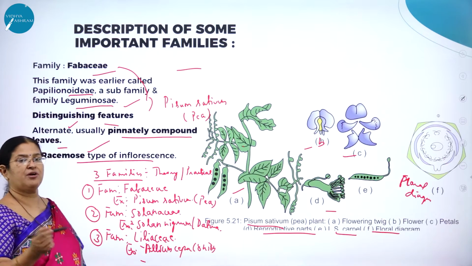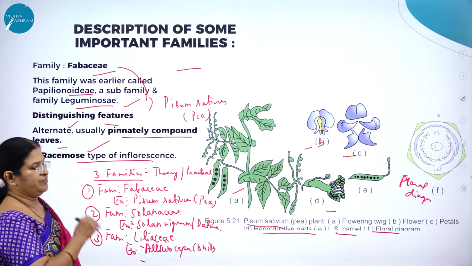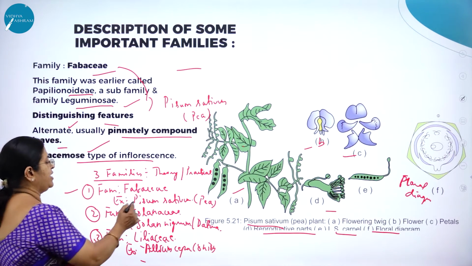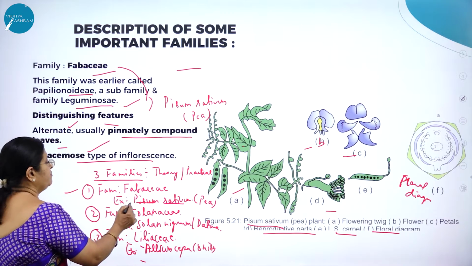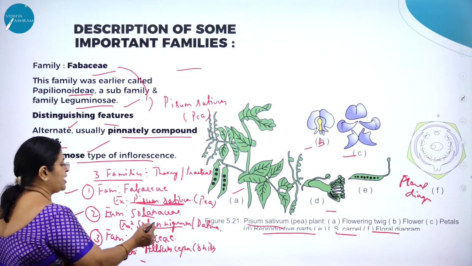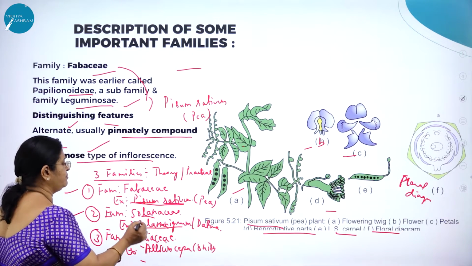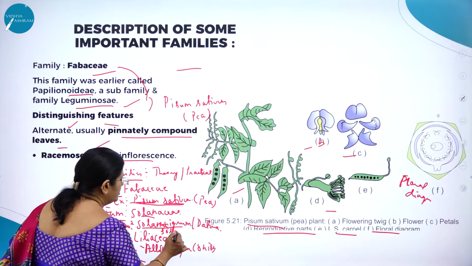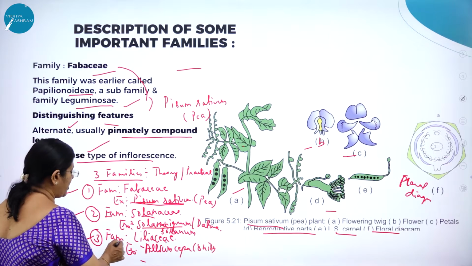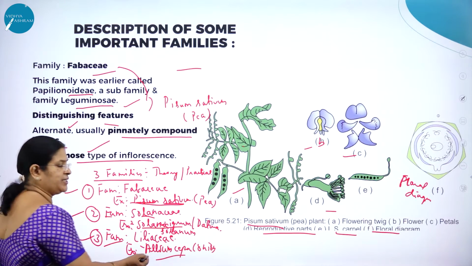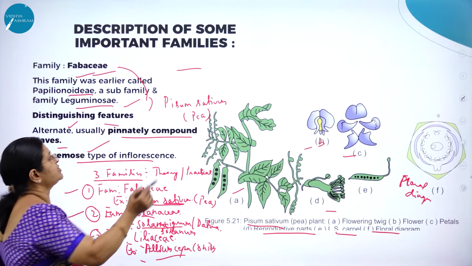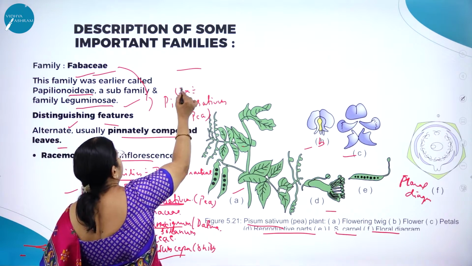So what are the three families you are going to study for your type study of the families? One is family Fabaceae, example Pisum sativum. Family Solanaceae, example Solanum nigrum, or you can take the example of Datura. Then family Liliaceae, Allium cepa, that is onion. So here we have taken the example of the first family, Fabaceae. What is the example which is given in your syllabus?